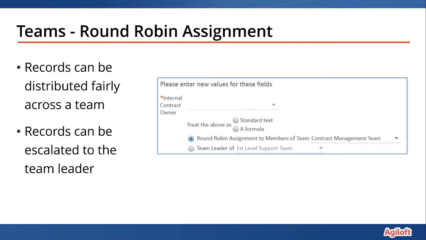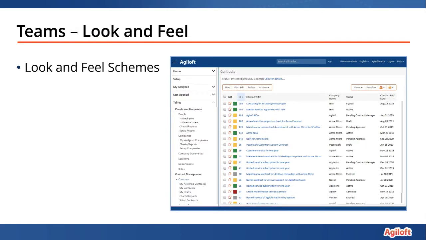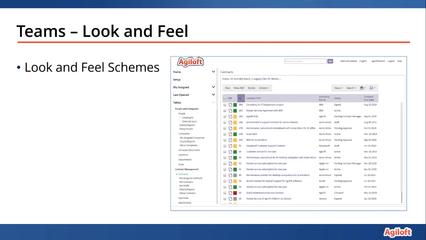Assigning this way also allows you to escalate the records to the leader of the team if certain deadlines or actions are not completed. In addition to determining notifications and assignments, teams can also be used to customize the user's experience within the system. There are several elements of the system look and feel that are determined by the user's team. The Power User interface, which governs the colors, fonts, and icons the user sees, is determined by team.